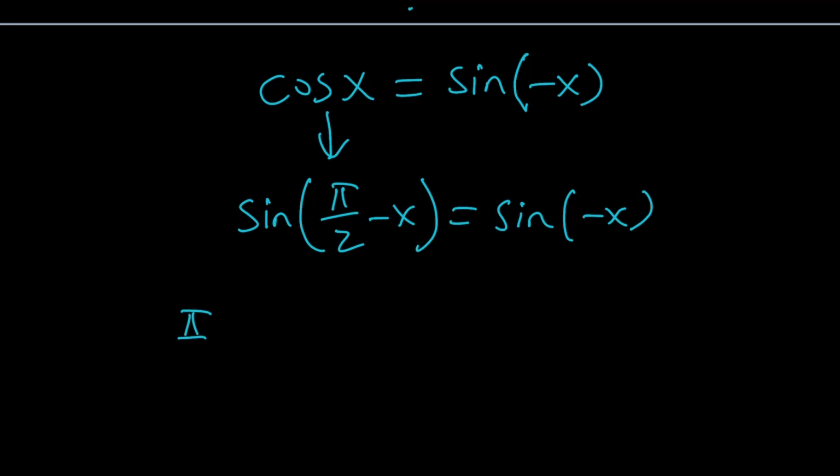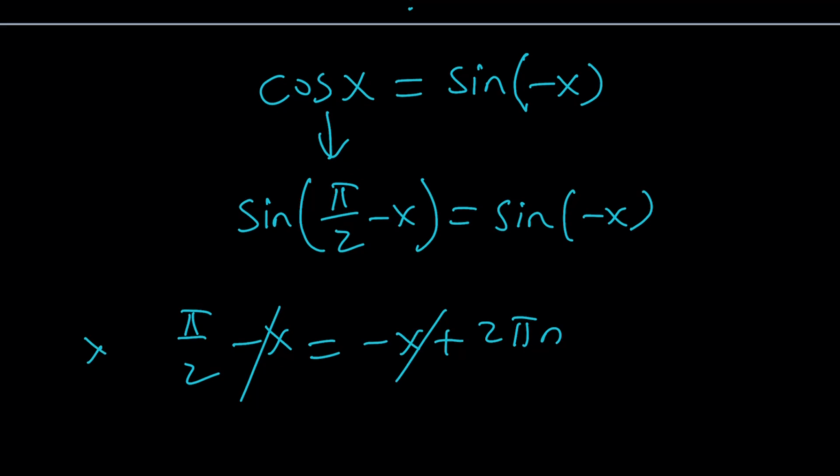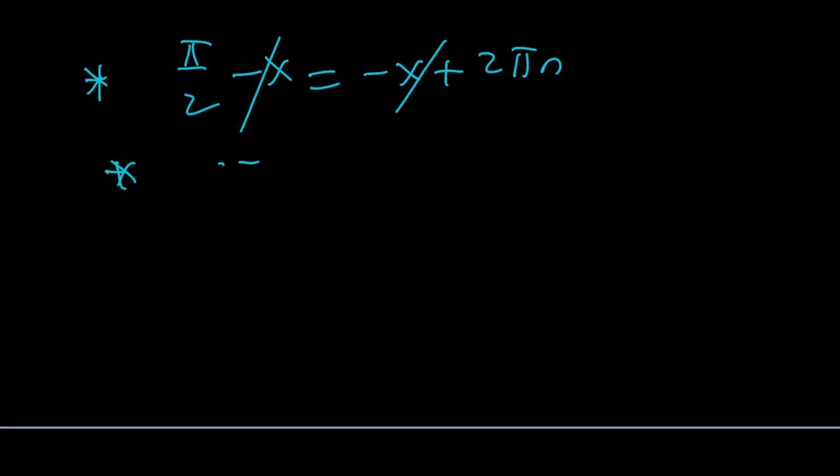And then you can just proceed with the cases. Pi over 2 minus x is negative x plus 2 pi n. And the negative x cancels out. Again, this is nonsense. And then go with the second case, so on and so forth, right? Obviously, it's going to give you the exact same solution.